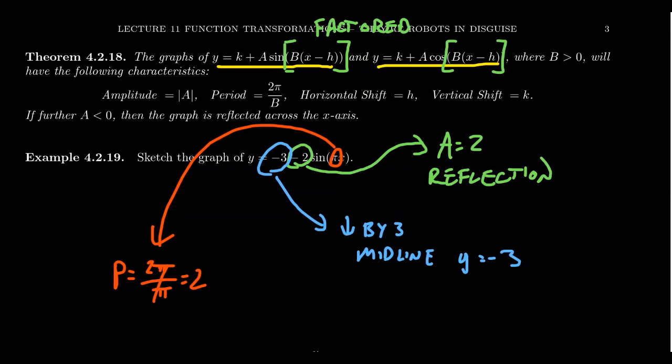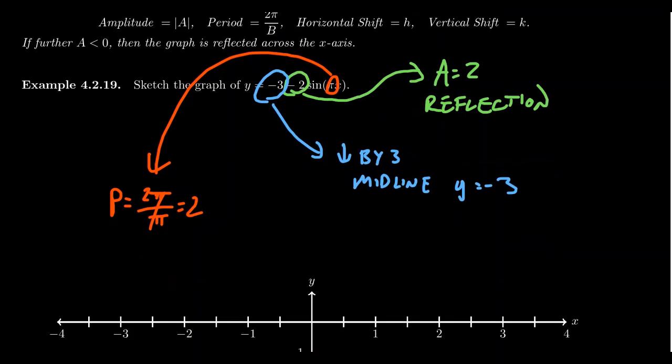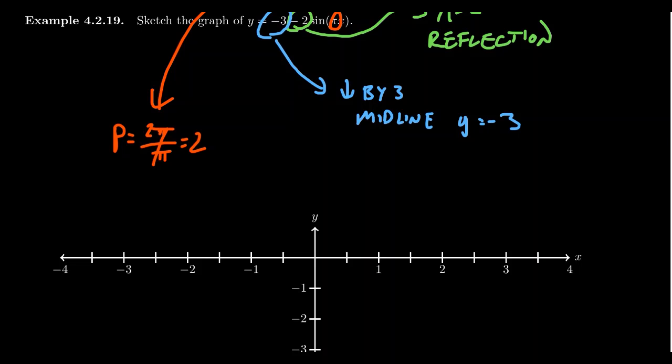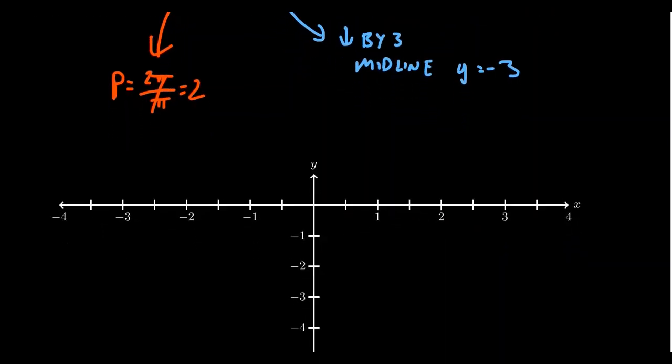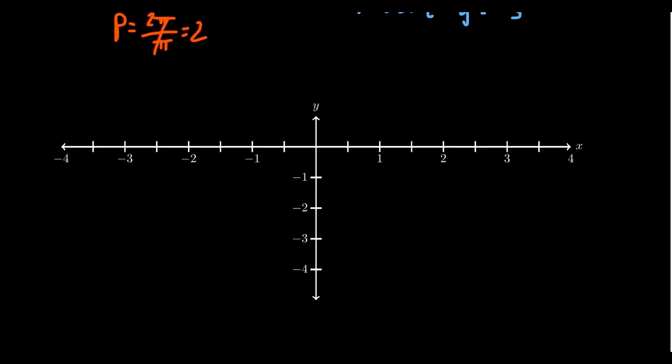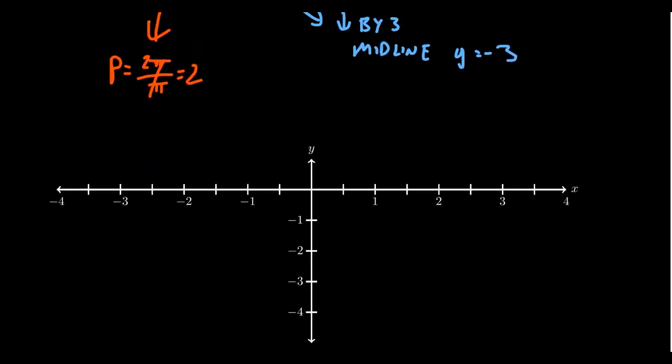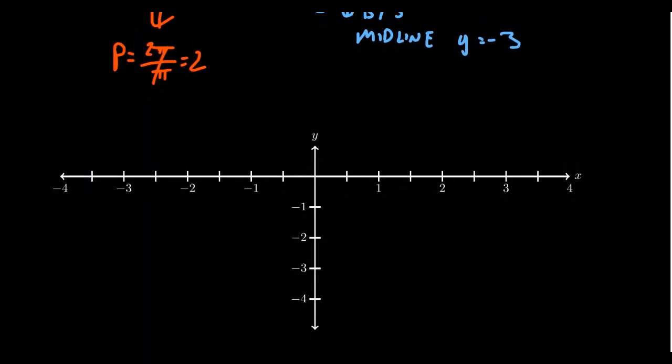And so with this information about the midline, the amplitude, reflection, and the period, we're now ready to graph our function, which we're going to graph on the grid lines right here. If I'm graphing a trigonometric function, whether it's sine or cosine, the first thing to do is to consider the midline. I like to draw it as a dashed line so that I recognize it's not actually part of the graph, but the midline should go in there. It takes place at negative 3.